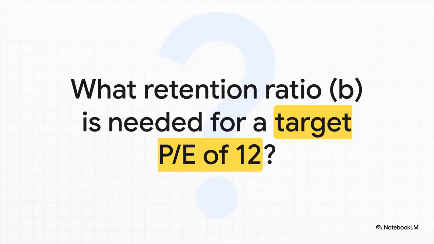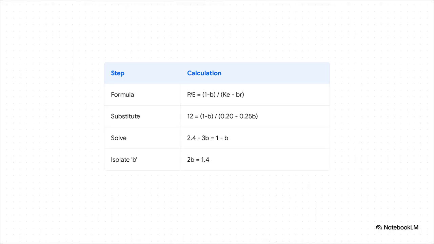And here's our first mission. The company wants to boost its PE ratio up to 12. So our job is to figure out exactly what retention ratio they need to hit to justify that higher valuation in the eyes of the market. All right, time to grab that PE formula we looked at earlier. We're just going to plug in the numbers we know. We have our target PE of 12, our KE of 0.20, and our R of 0.25. The only thing left that we don't know is B.